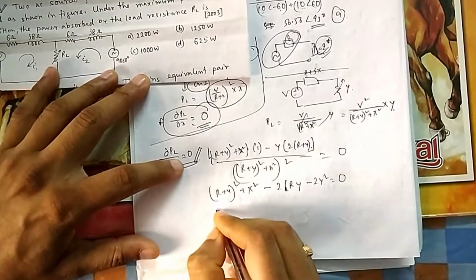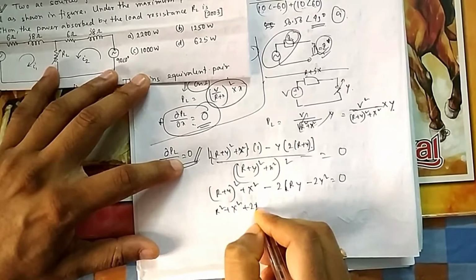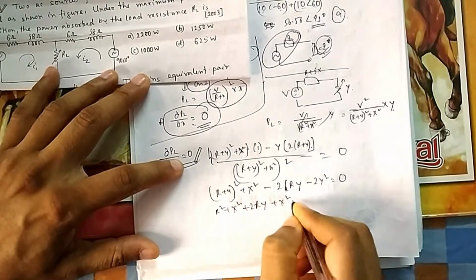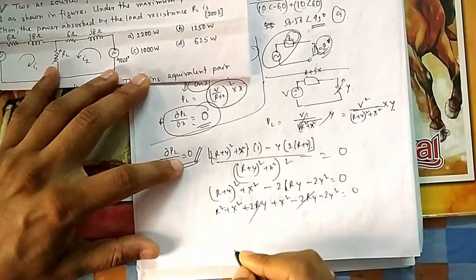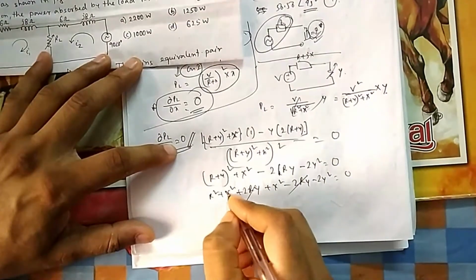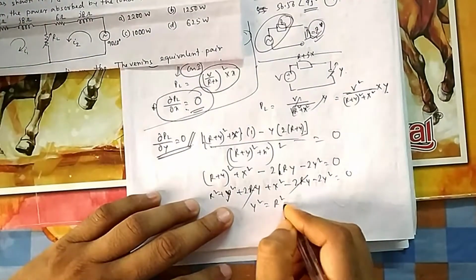minus 2 into R plus 2RY minus 2y square equal to 0. So now if you do it, it will be R square plus X square plus 2RY plus X square minus 2RY minus 2y square equal to 0. RY gets cancelled and this is y square. So you will get y square equal to R square plus X square.